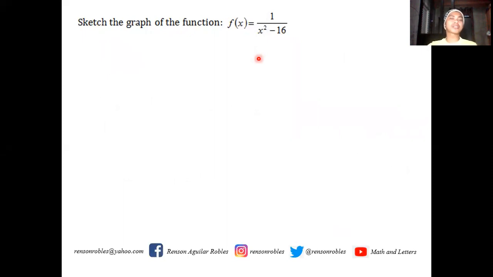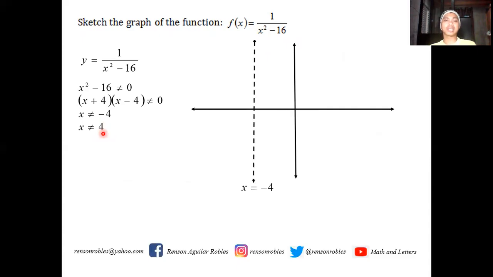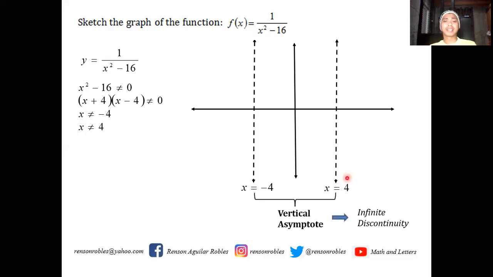Sketch the graph of the function f of x equals 1 over x squared minus 16. Again, taking the idea that the denominator should not be equal to 0, we know that x cannot be -4 or +4. Okay. So this is your x equals -4, your x equals 4, and these two are the vertical asymptotes or the infinite discontinuity. And then the line y equals 0 is your horizontal asymptote.